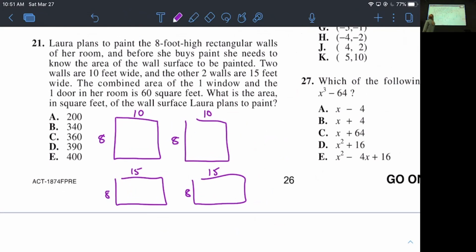The combined area of the 1 window and the 1 door in her room is 60 square feet. She is not painting the window or the door. So once we find the total area, I'm going to have to subtract 60. Does that make sense? All right, so we've got 80, 80, and then what are these, 120? 120, 120? So we've got 400 minus 60. And what's 400 minus 60? 340. So the total area that she is going to be painting is 340 square feet. Questions on that one?